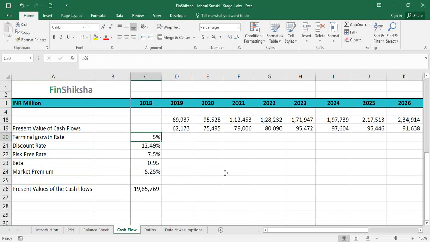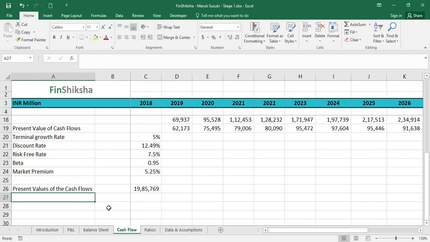I have assumed a 5% growth in terminal case. That's because terminally the Maruti stock should grow at something lesser than the economy growth, which you would assume in nominal terms will be about 7 to 8% till infinity. So Maruti should grow at 4-5% probably, and you can play around with that number. This is the present value of all the cash flows, right?